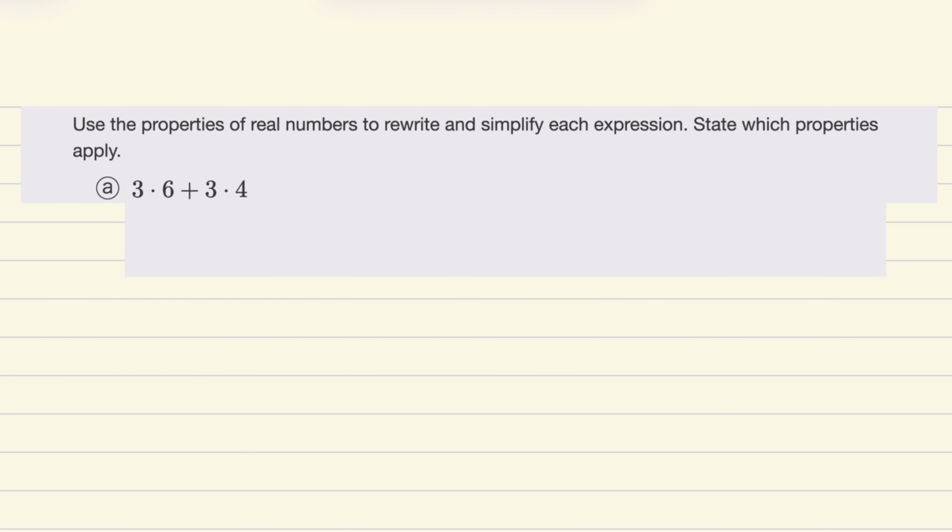So with this in mind, we'll turn our attention to example A, which has 3 times 6 plus 3 times 4. I notice that the 3 is being multiplied by both the 6 and the 4. That would be the same as writing the 3 outside with the 6 plus 4 inside parentheses. This is based on the distributive property. From here, we can simplify by adding the 6 plus 4. That would give us 10.